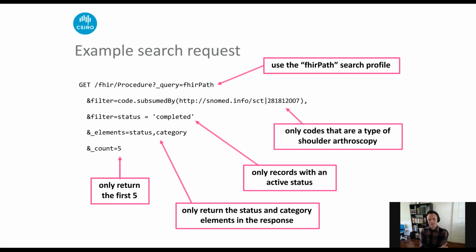Here's an example of a search query. Here we're using our FHIRPath search profile, and we're filtering to only those procedures which have codes that are subsumed by the concept for shoulder arthroscopy. We're further filtering that to only those records with a status of completed, and then we're also saying we only want the status and category elements back in the response, and we only want at most 5 records in our response.